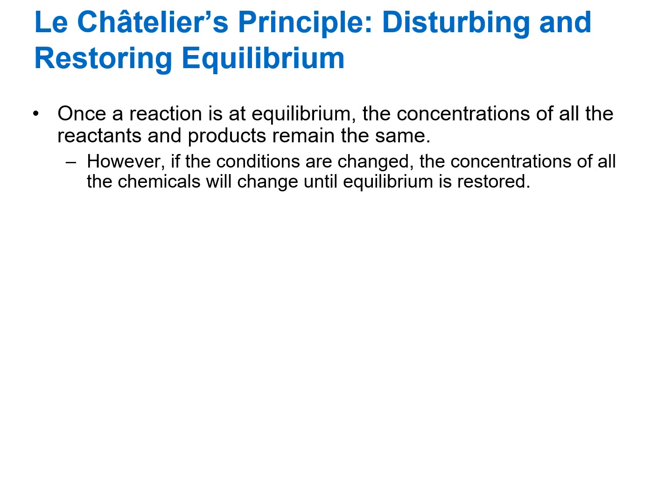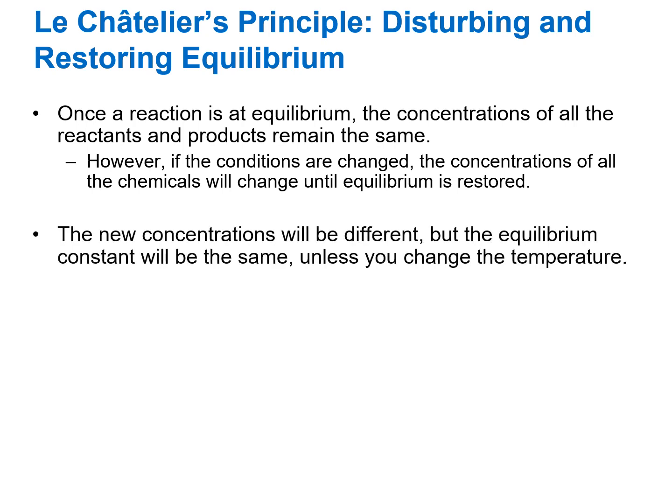Now we've talked a lot already about how once a reaction is at equilibrium, the concentrations of the reactants and the products are always going to remain the same. Now, what happens if you disturb it? Well, if the conditions are changed, then the concentrations of all the players are going to change until equilibrium is once again restored. So this is a principle that was demonstrated by Le Chatelier. Furthermore, the new concentrations may be different in our new equilibrium, but the equilibrium constant, which tells us about the proportionality of the products and the reactants, will remain the same unless we change some other dynamic at work in the system, such as temperature.